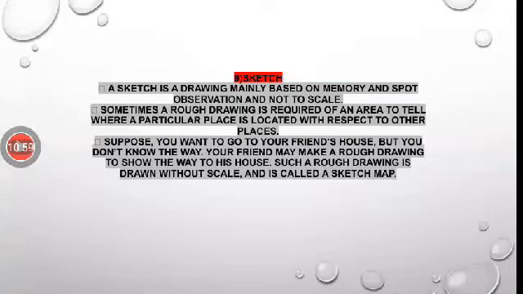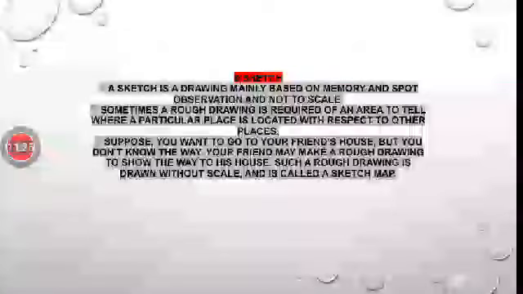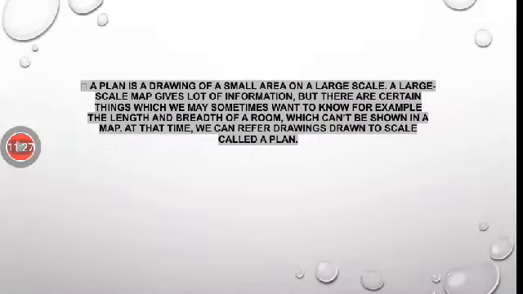Next one is sketch. A sketch is a drawing mainly based on memory and spot observation and not to scale. Sometimes a rough drawing is required of an area to tell where a particular place is located with respect to other places. Suppose you want to go to your friend's house, but you don't know the way. Your friend may make a rough drawing to show the way to his house. Such a rough drawing is drawn without scale and is called a sketch map.